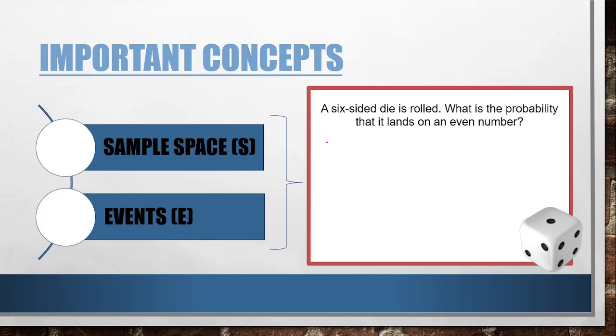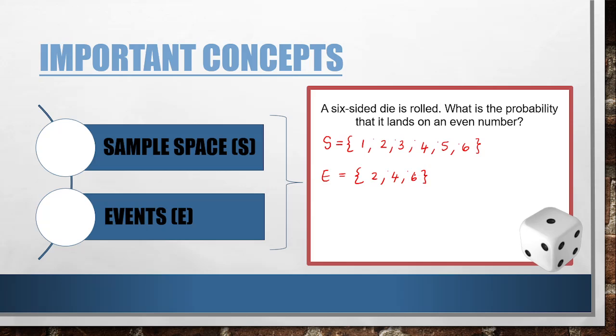So let's first look at sample space. So the sample space is everything that is included in what is happening here. So we could roll a 1, we could roll a 2, a 3, a 4, a 5, and a 6. That is our sample space. The event is what they are talking about. So they are saying landing on an even number. So let's look at that event. The event is landing on an even number. So that's going to be 2, 4, and 6.